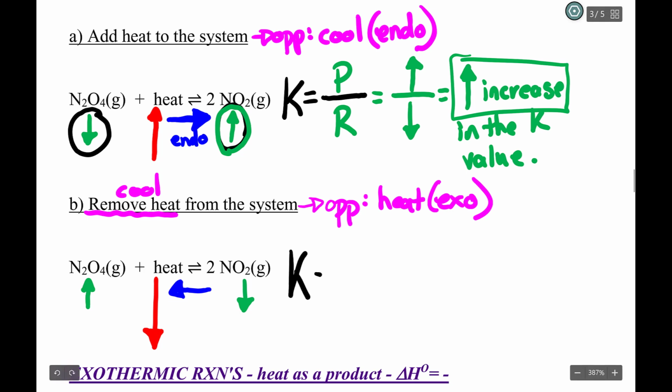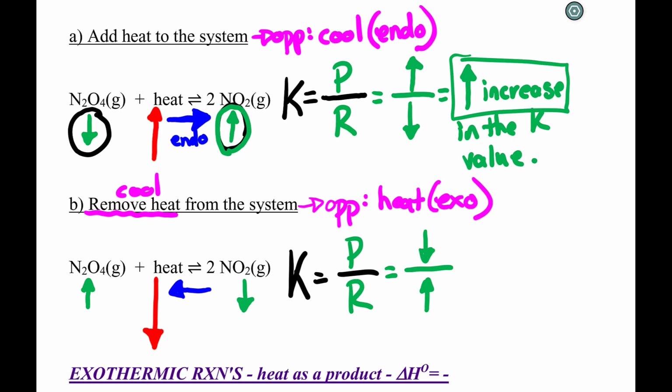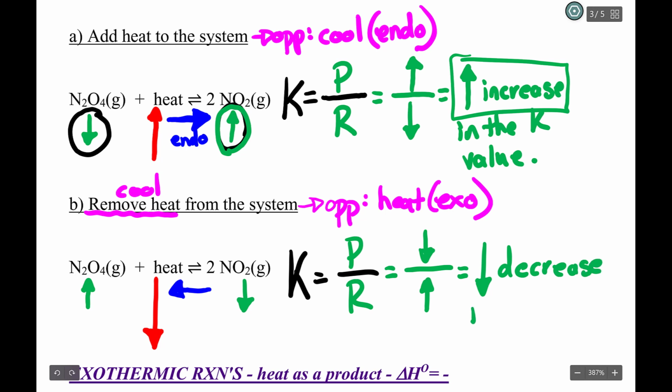Let's figure out our K value. So K is equal to products over reactants. I put my green arrows in, so my products are going down, my reactants are going up. Mathematically, if your numerator is getting smaller and your denominator is getting bigger, overall the number is getting smaller, and so there's going to be a decrease in the K value.